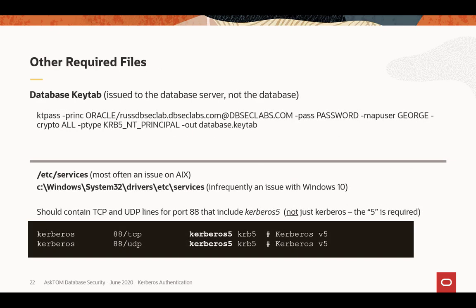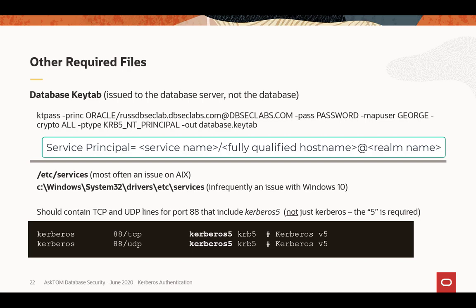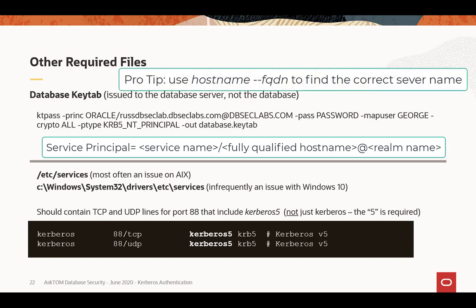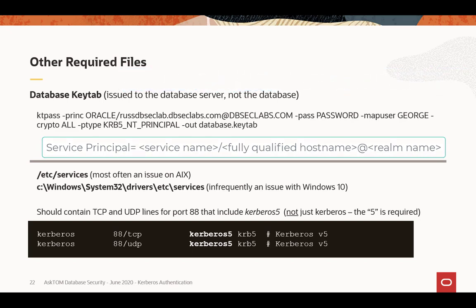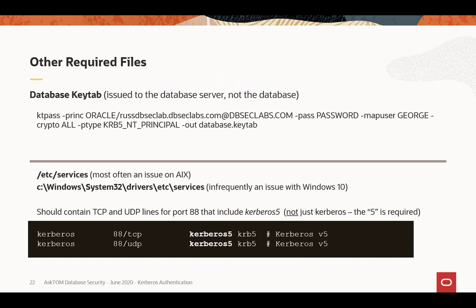We talked about the database keytab. Keytabs are issued to the database server, not to the database. And to create a keytab on the domain controller, or the Kerberos distribution center, if you will, you're going to use a utility called ktpass. And you're going to say what service principal do you want to put in the keytab. In my case, I'm using my service name, oracle, my server name, rustdbseclab.dbseclabs.com, at my realm name, dbseclabs.com, and then which Active Directory account do you want this service principal to link to.